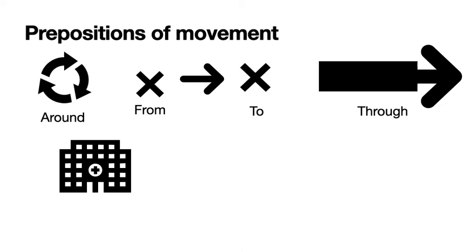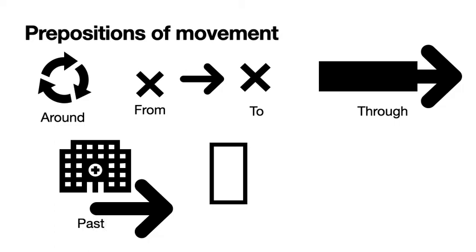I can go past the hospital if I don't stop and just continue walking. The street, I go across the street or I cross the street, but cross is the verb. If I use the preposition, I go across the street. Notice that across has only two dimensions. It's deep and wide, but has no height.